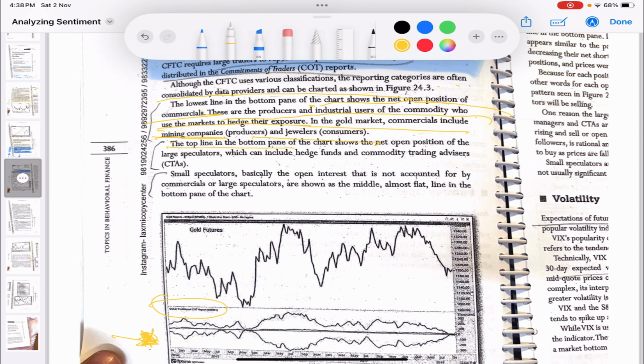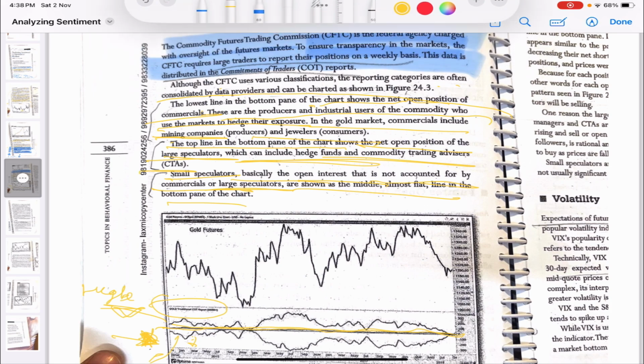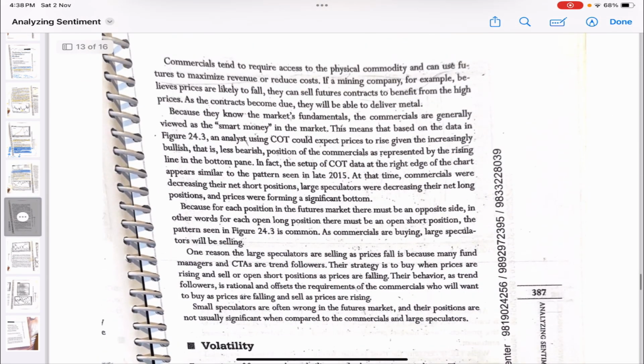The top line in the bottom pane of the chart, this one, shows the net open positions of large speculators, which can be hedge funds, commodity trading advisors (CTAs), etc. So the topmost one is showing the hedge funds and people like that. The most bottom one is showing us the suppliers. Small speculators, basically the open interest that is not accounted for by commercials or large speculators, is shown in the middle. So the middle one is the people like you and me, who do not have that much capital but who are actively participating in trading.